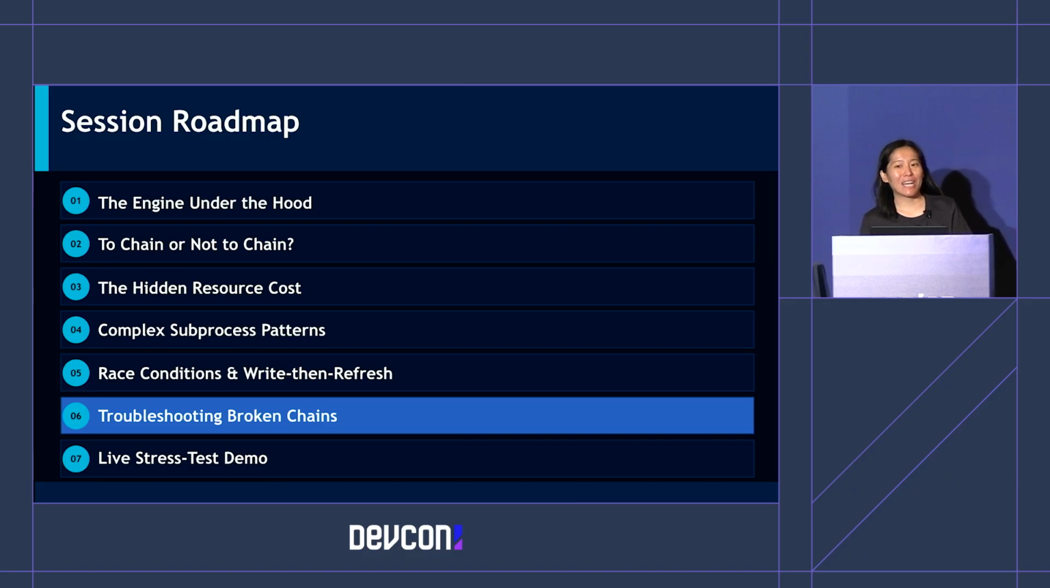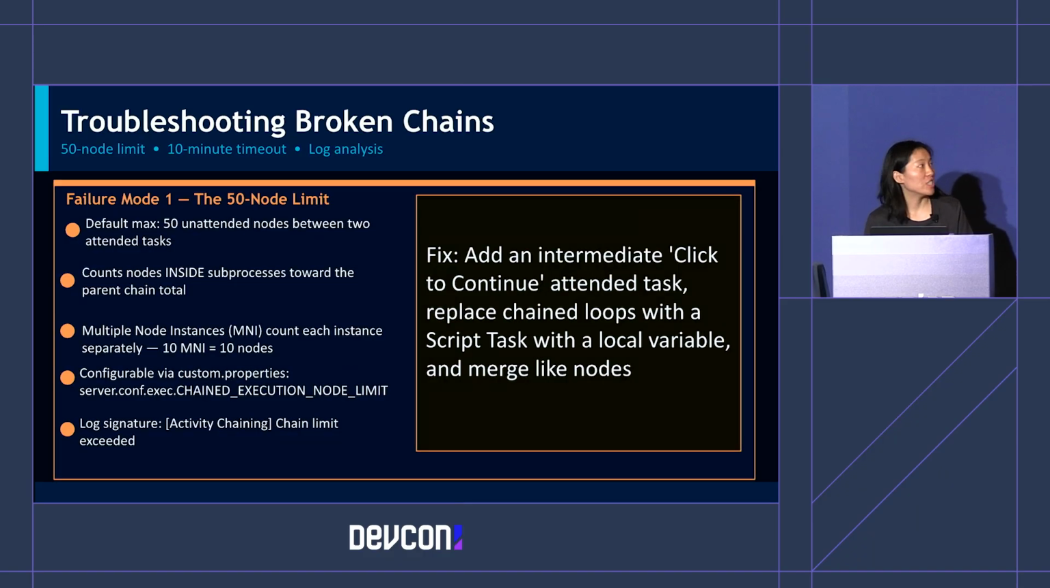All right, now let's talk about when things go wrong. Chains break, sometimes by design, but sometimes not. And the skill of a senior developer is to know the difference and know where to look. Now, there are two failure modes for activity chaining. The 50 node limit, I think this is the first thing that we learn when we learn about activity chaining, is that the maximum number of unattended nodes that you can activity chain between two attended tasks is 50.